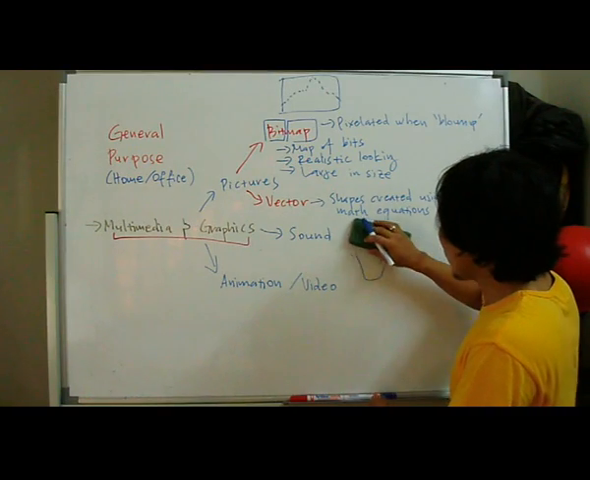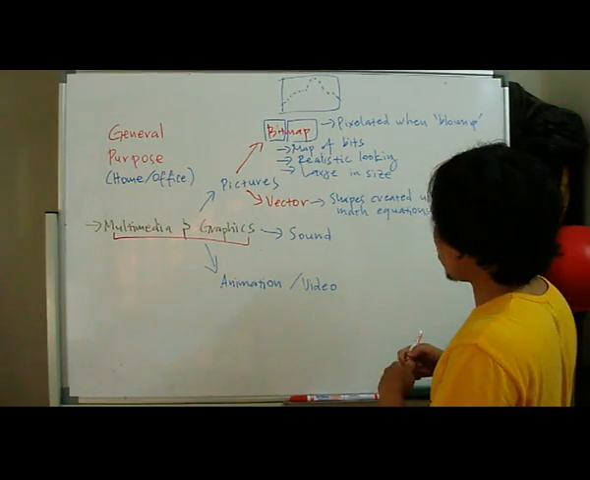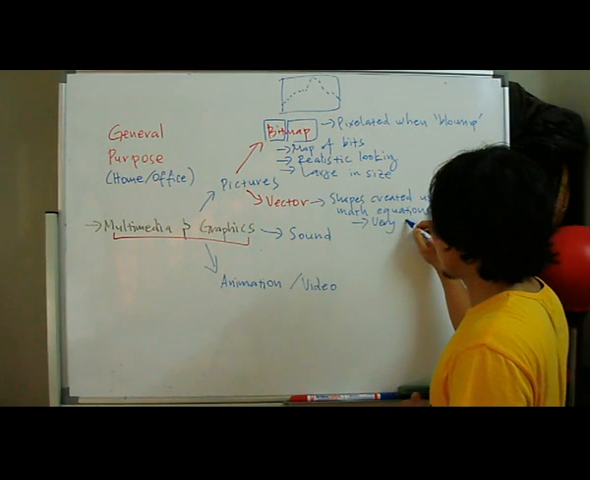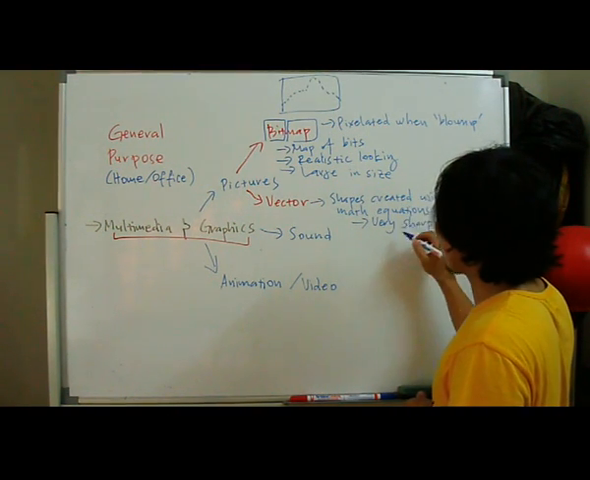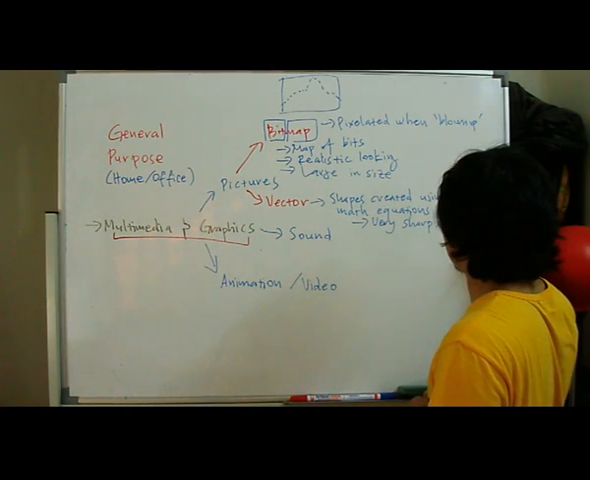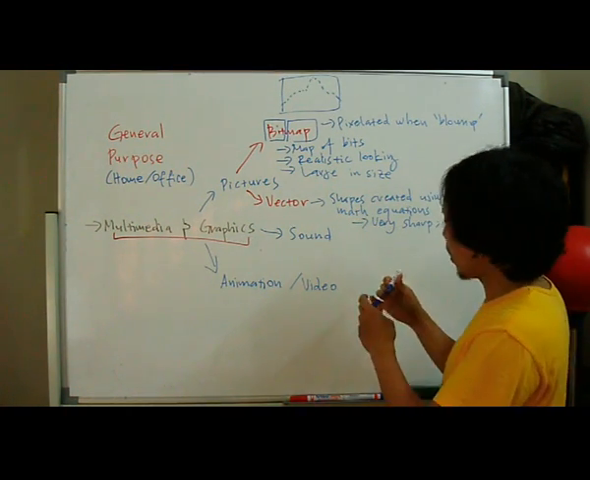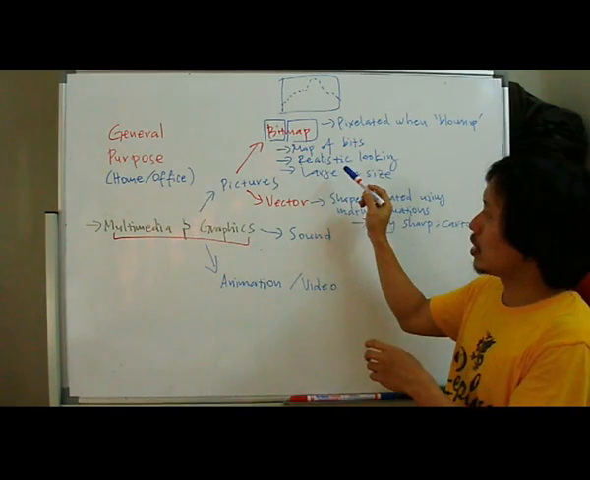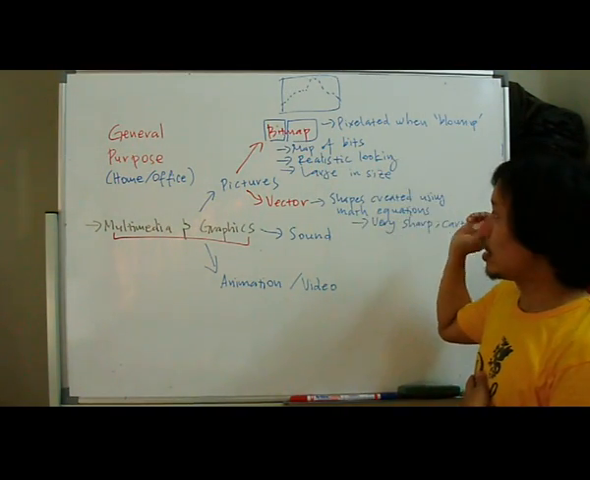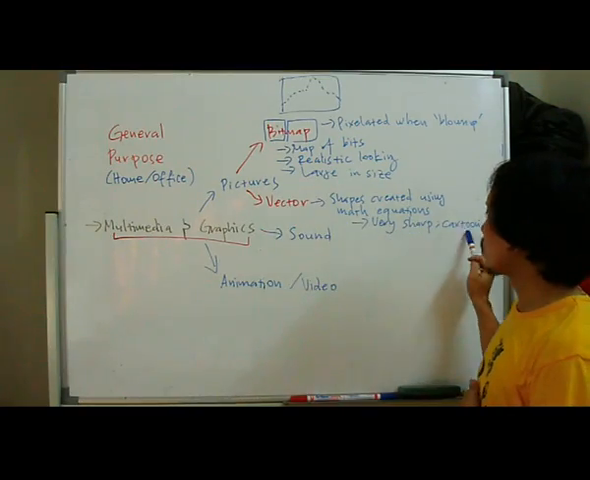Now, these shapes are really sharp, so sharp that it might look cartoonish. Meaning, the advantage of the bitmap is it looks realistic. The disadvantage of vector is it looks cartoonish.